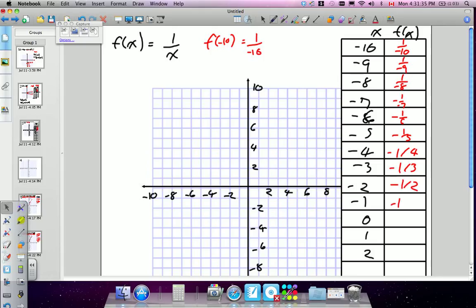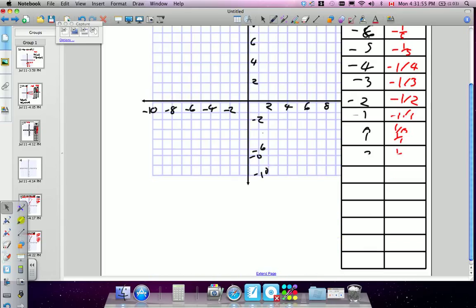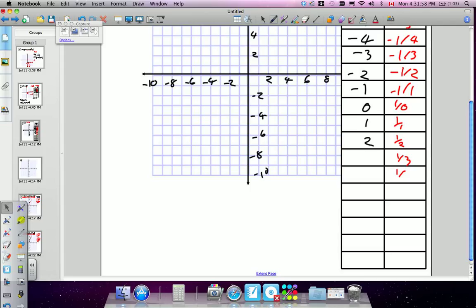-1 over 1. Now this one is when x is 0, 1 over 0. So this is 1 over 0, and this one's 1 over 1, 1 over 2, and then obviously it's going to be 1 over 3, 4, 5, 6, 7. Apparently I only made it go to 9, sorry.